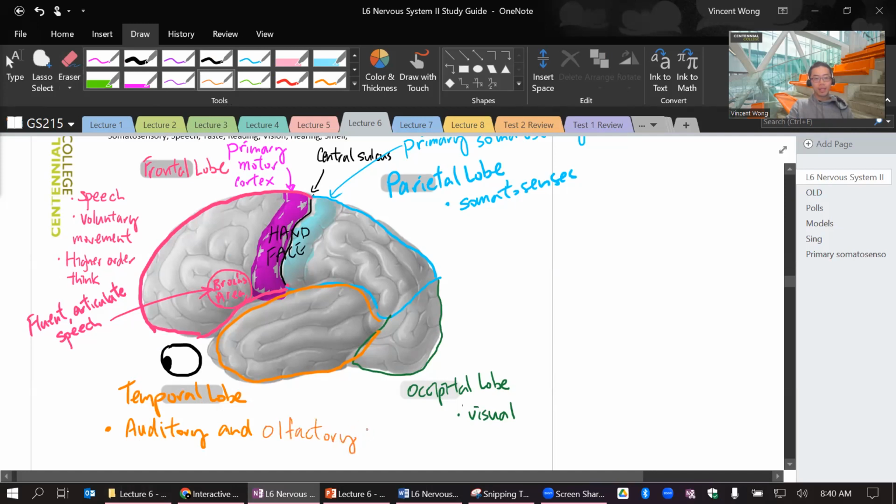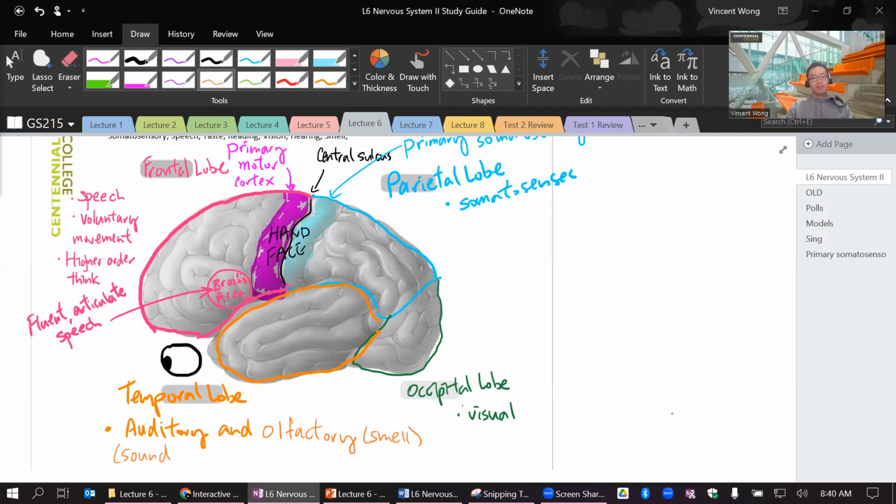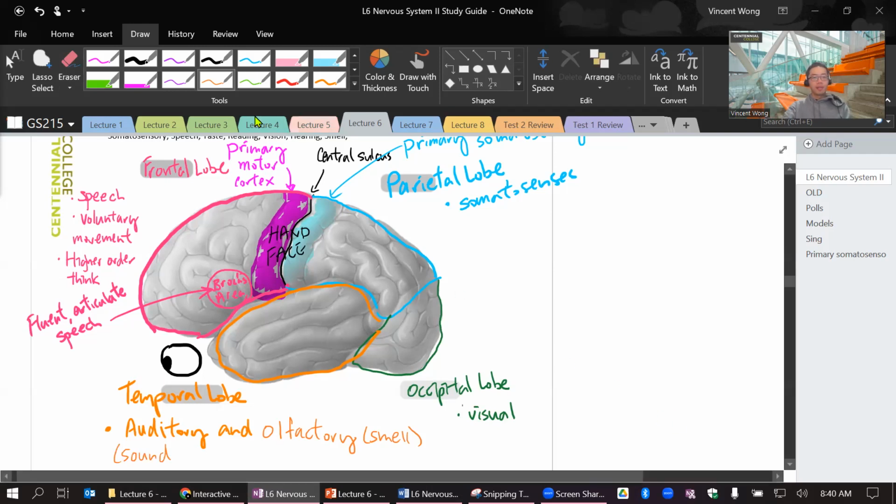Okay, so that's smell. Eventually, like in lecture 7, we will learn what the fancy name for smell is. Okay, it's olfactory. Auditory is sound. Okay, visual is just vision, of course.